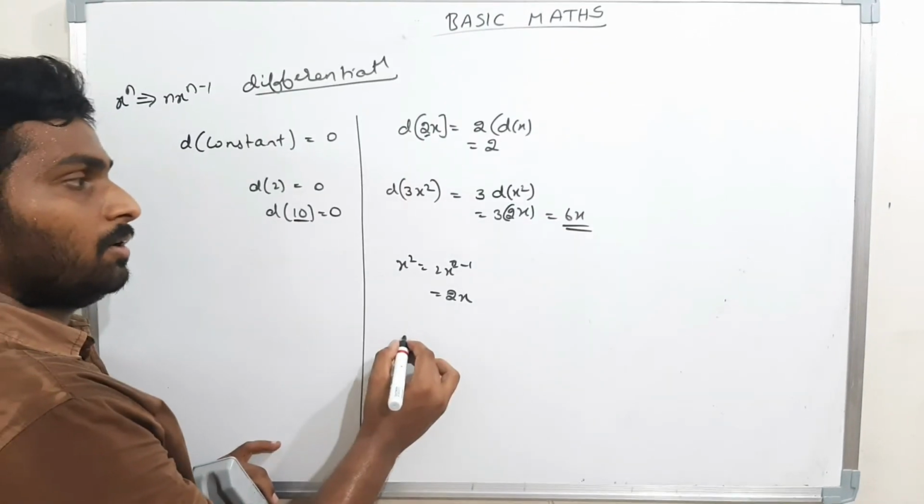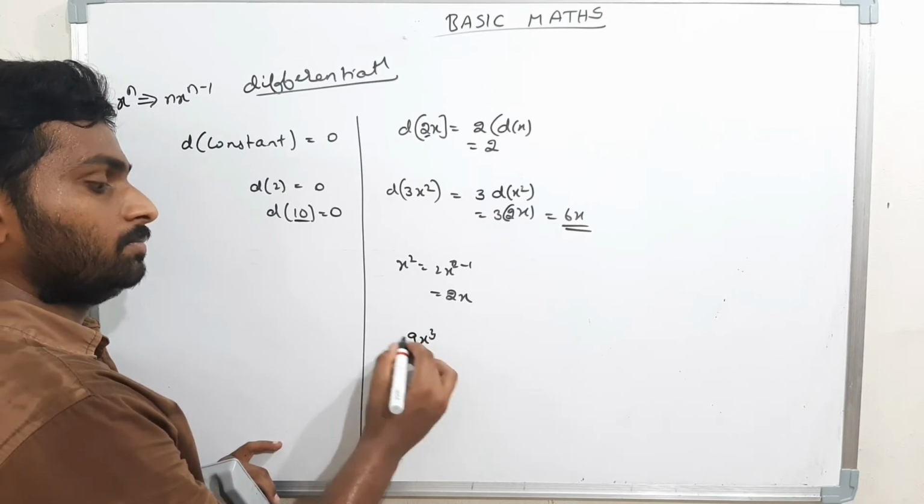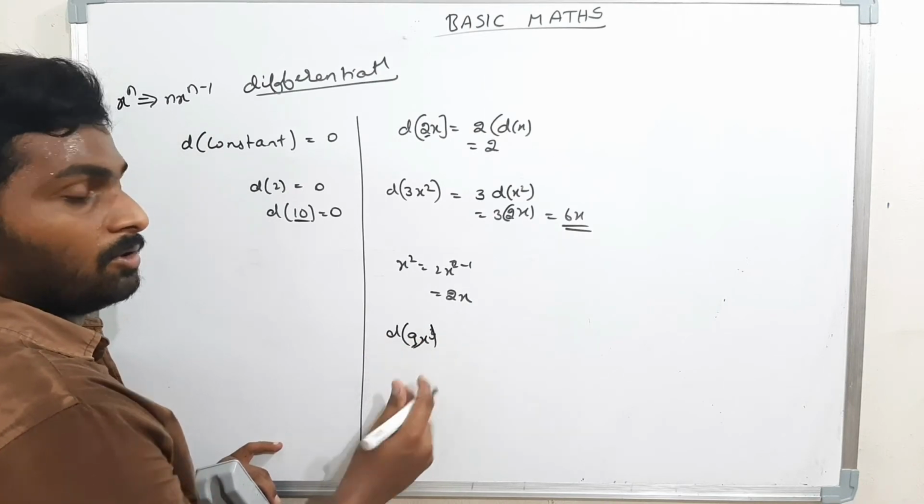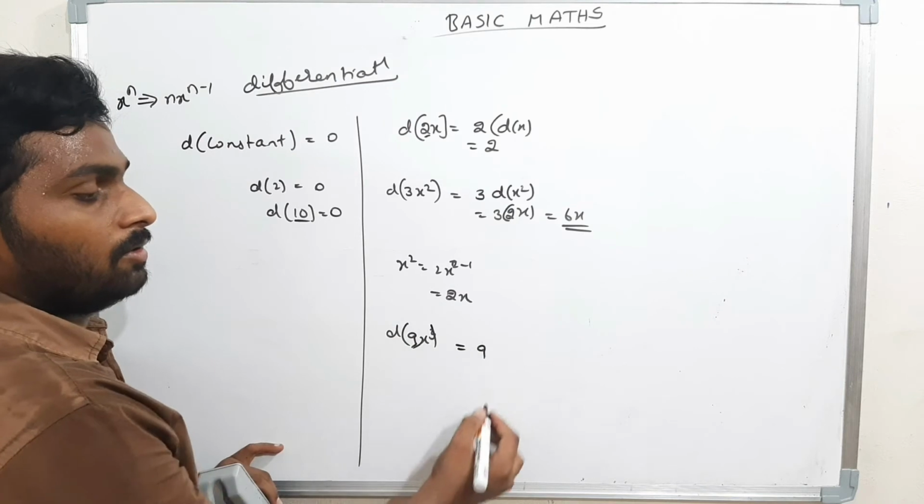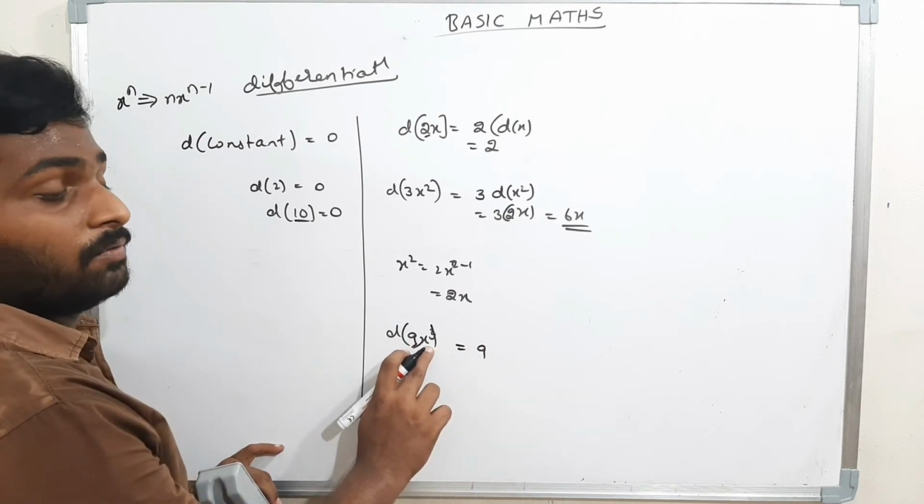Now what's the differentiation of 9x cube? 9 is a constant, it will come out. 9 into x cube. What is the differentiation of x cube?